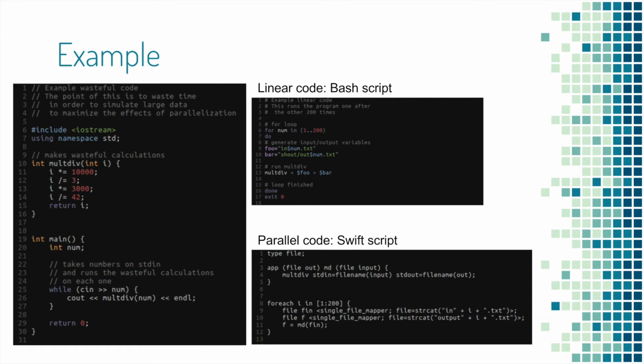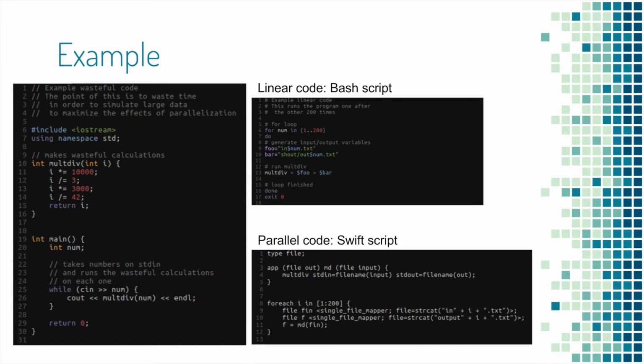To execute the operations, we have two programs to show linear and parallel operations. The linear program is a shell script that runs multdiv 200 times, once for each input file, showing the linear processing of data. The parallel program is a Swift script file that runs the program in parallel using as much of the computer's processing as it can. The main advantage shown here is the ability to write parallel code in a serial fashion without worrying about how to structure complex processing.